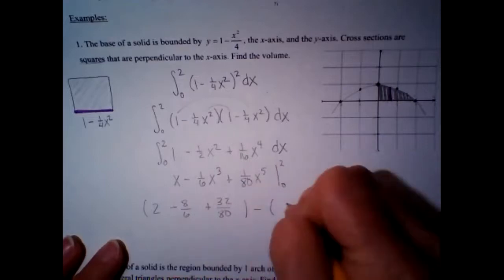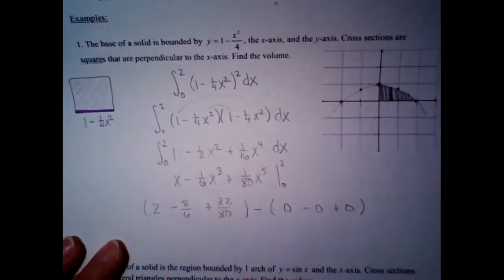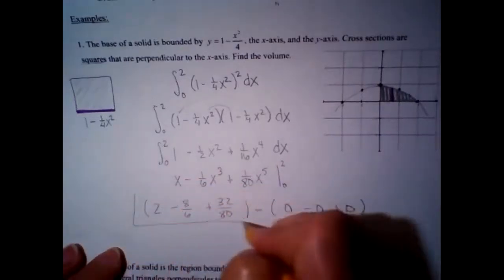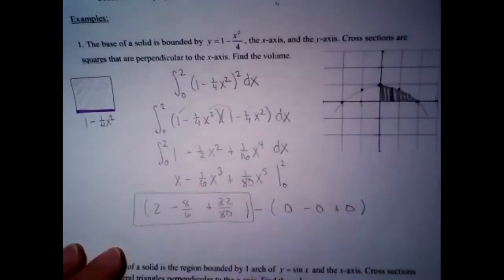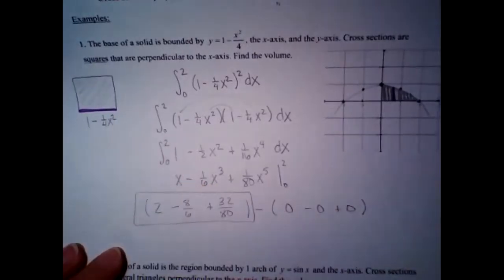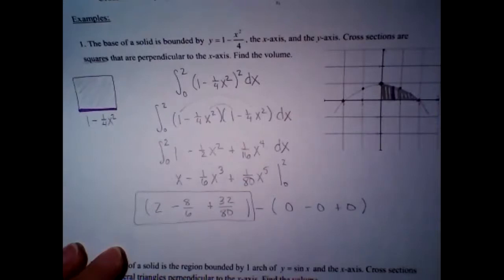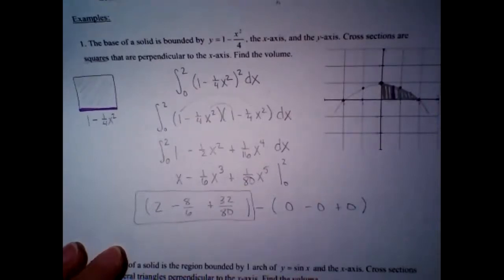If you plug in 0 for all of these, you're just going to get 0. So I'm going to go ahead and stop there. If it's free response, you can just stop. If it was multiple choice, you'd have to fight your way through those fractions, get a common denominator and add them together. I'm not trying to torture you though, so we'll just go ahead and leave that one there.